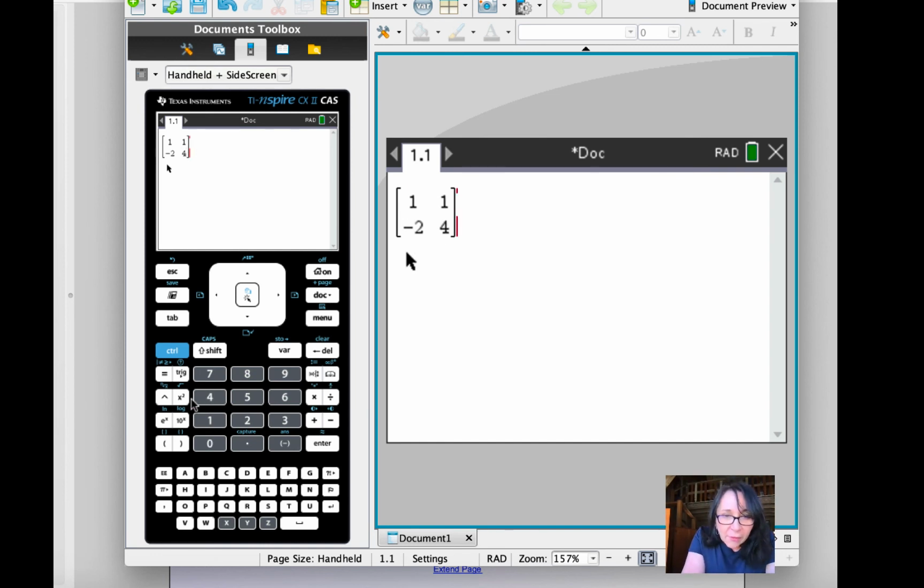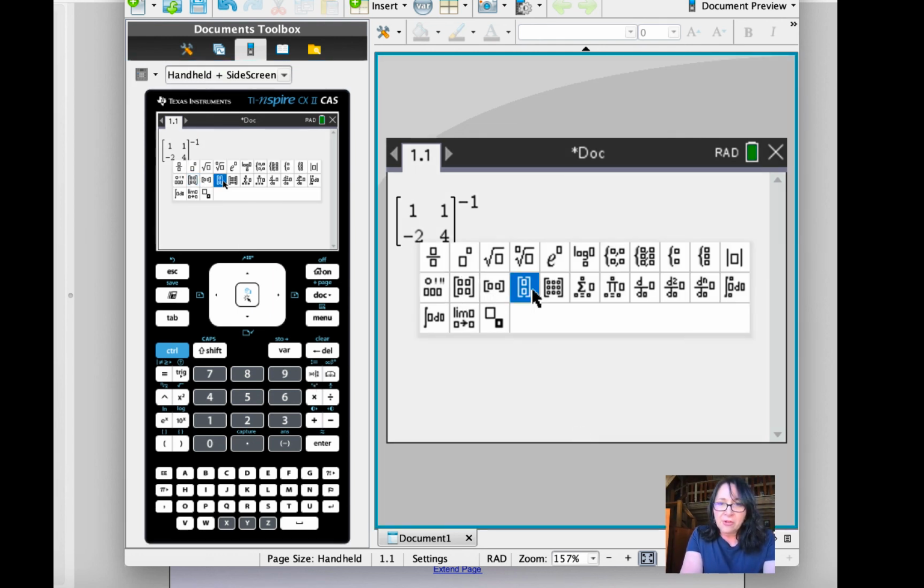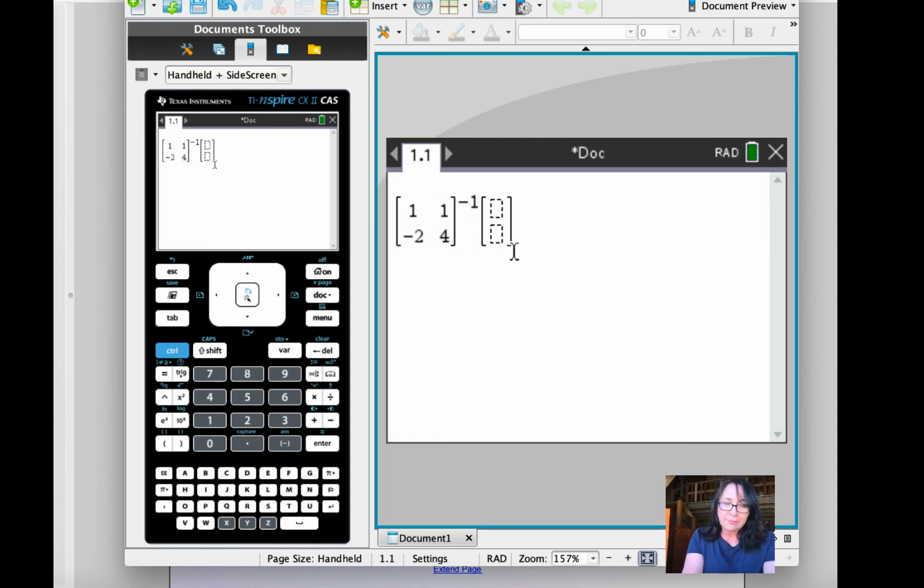To the right, remember, it's going to be to the negative 1 power. And then we also now have a 2 by 1. So let me go back to matrices. There we go, 2 by 1. These are my determinants, and I've got 8 over 14.